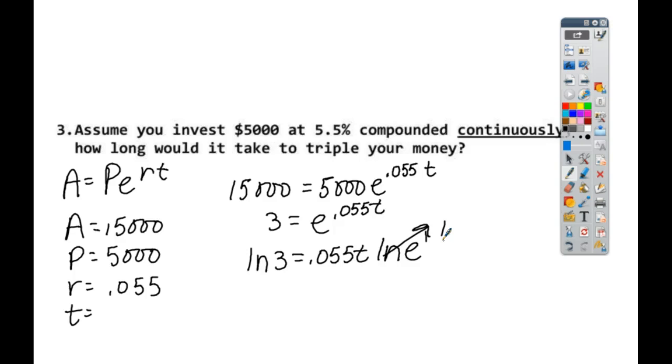So now we can solve for t. So what's the time? How long? 54? ln of 3 divided by the, is it 19? The ln.